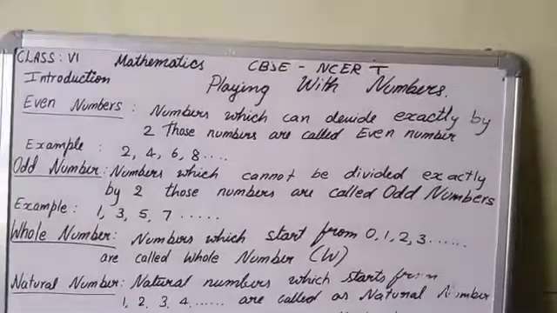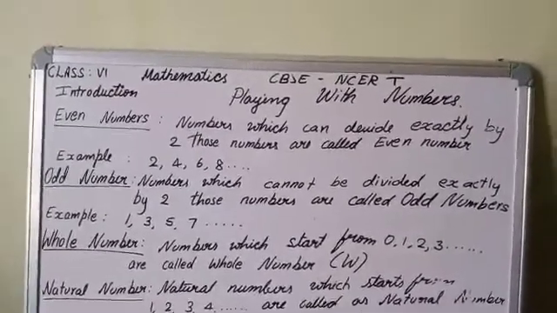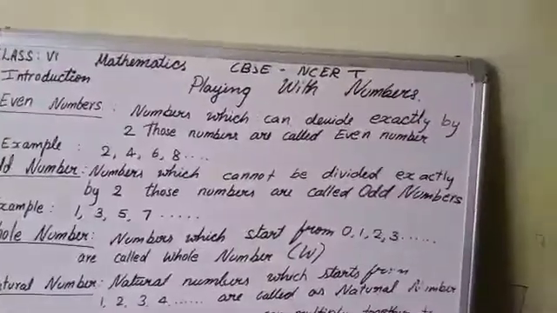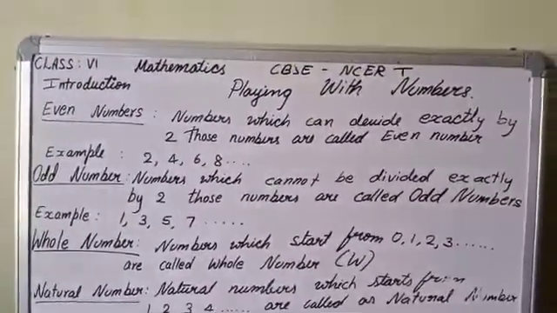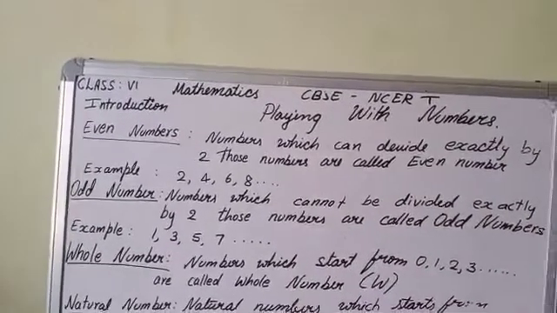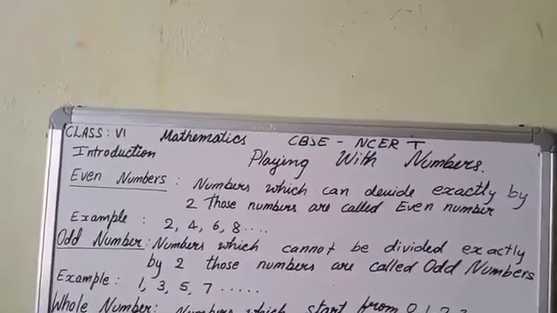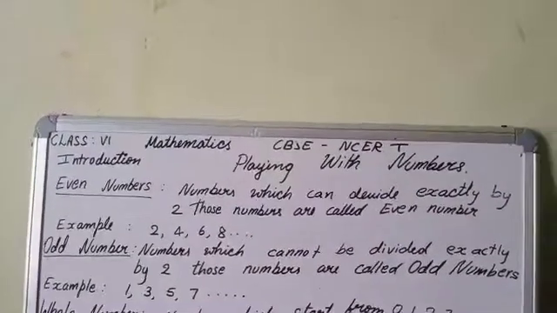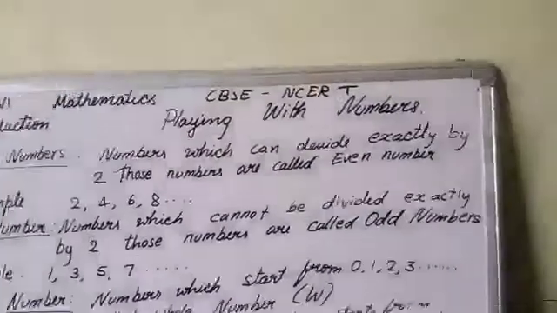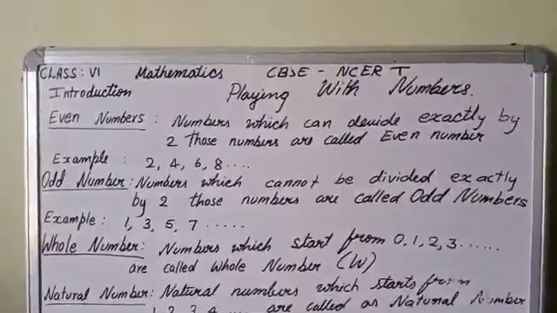Natural numbers, which start from 1, 2, 3, 4, are called natural numbers. Natural numbers usually start with 1, 2, 3 only. Whenever we are asked to count numbers, objects or materials, we begin from 1, 2, 3. We never begin from 0. So those are known as natural numbers.